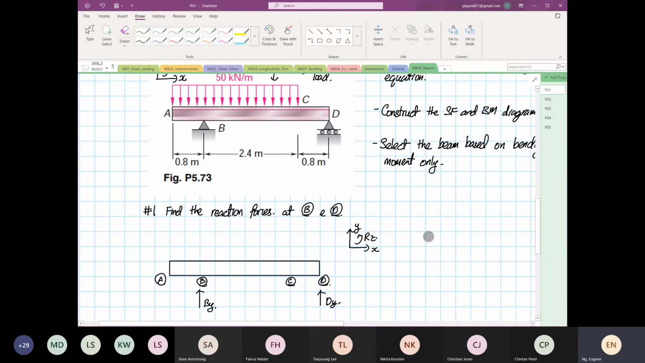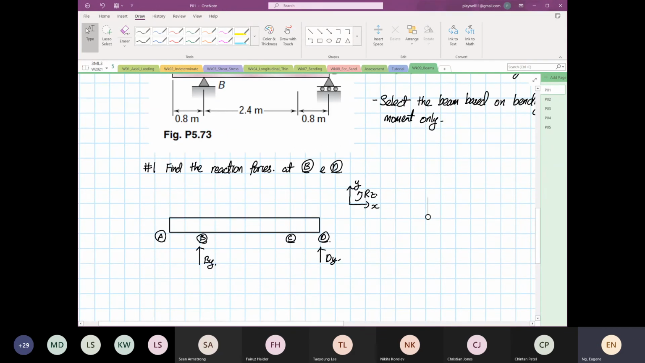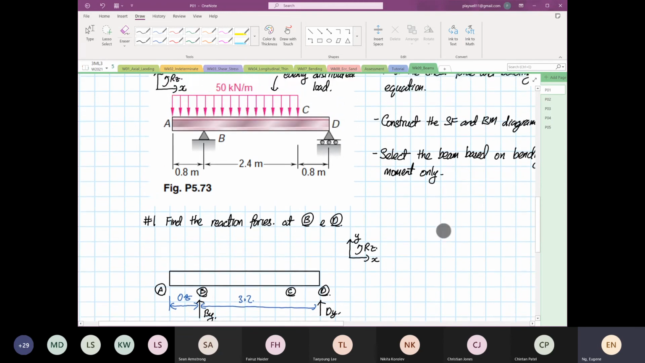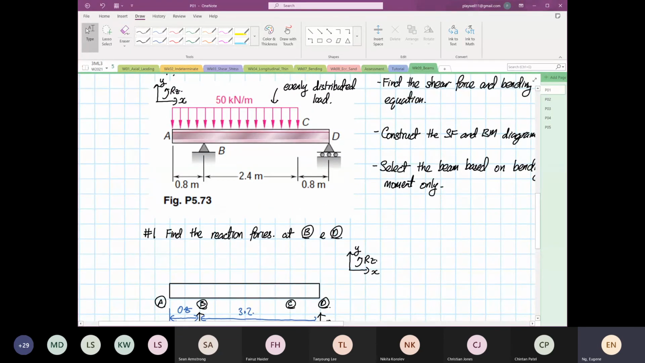The first thing I usually sort out after this is my distances and where my equivalent load is. Let me elaborate. The distance from here to here, put in your distance, is 0.8. The distance from here to here is 3.2, and at the top you have a distance of 3.2.